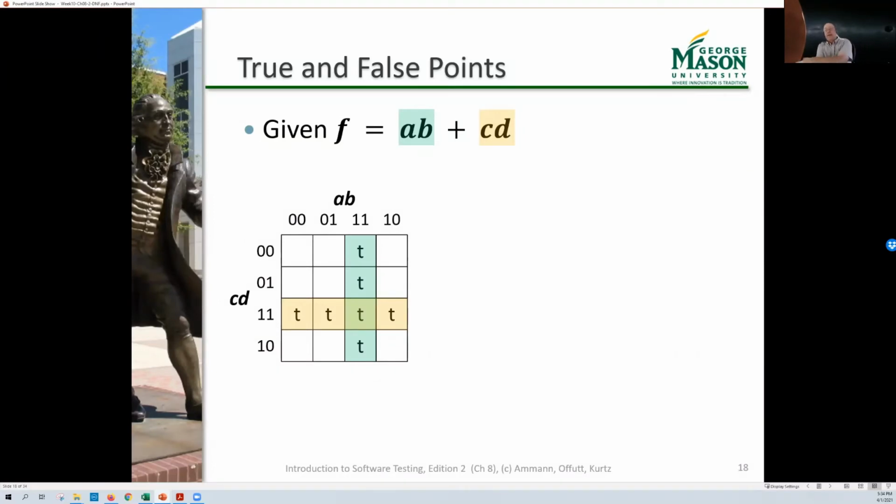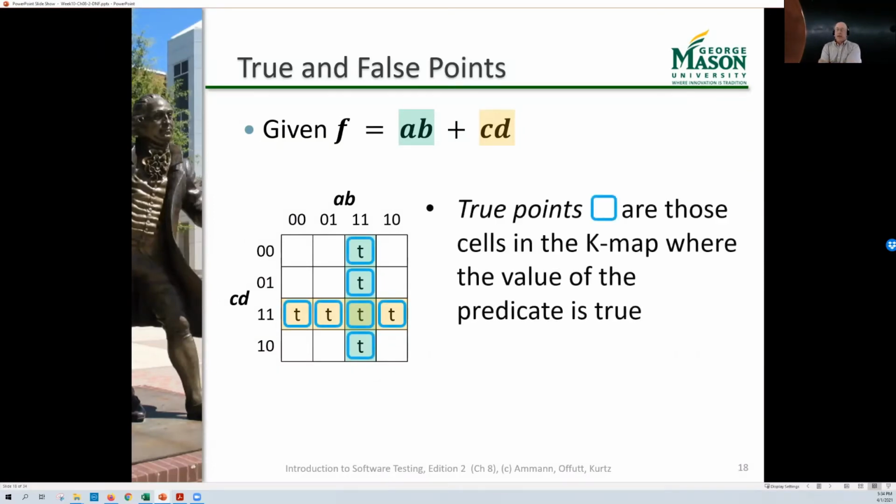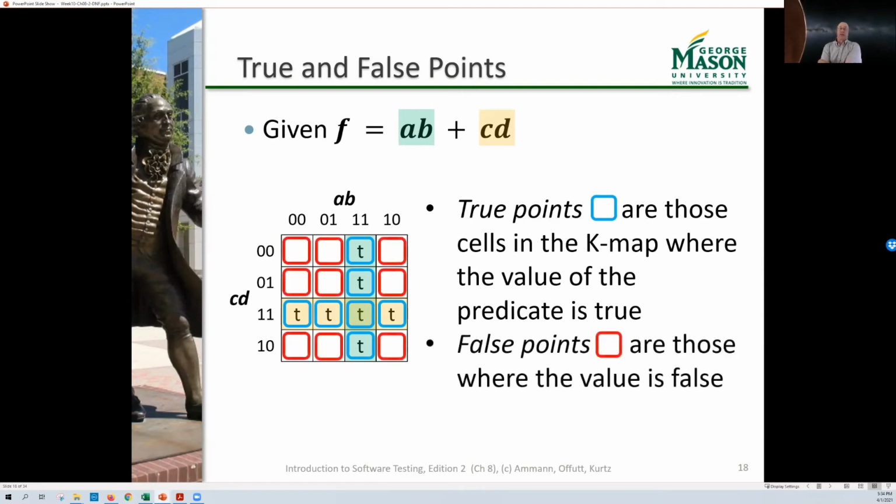All right, so we have AB or CD, and this is going to allow us to identify the true points in this Carnot map. The true points in the map, the ones identified in the little blue boxes here, this is really simple. The true points are simply the cells in the map where the value of the predicate is true. Guess what the false points are? It's all the cells on the map where the value of the predicate is false.